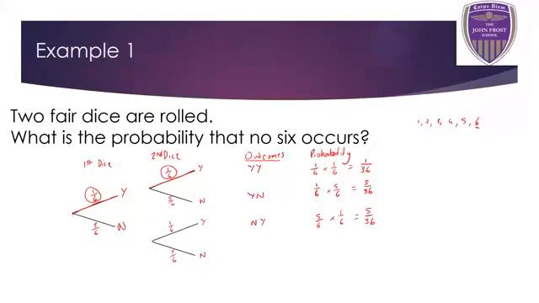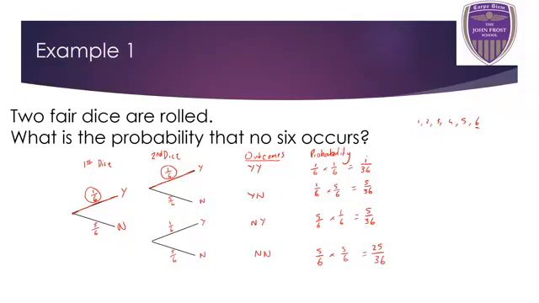And finally, we might not get a 6 on the first row, and we might not get a 6 on the second row. So no 6s at all on either row. So we take the two probabilities on the no branches, so 5/6 and 5/6, and multiply them together. So we've got 5/6 multiplied by 5/6, and that comes to 25 over 36.